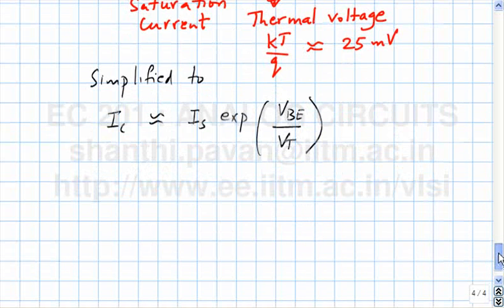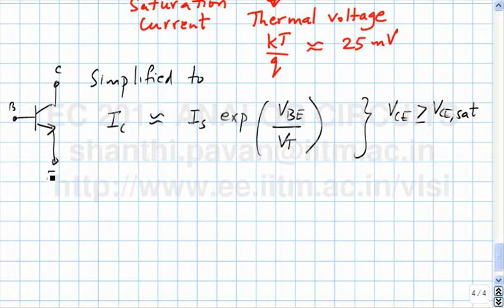So, a very commonly used expression for the collector current is that in the active region, the collector current is given by IS exponential VBE by VT. This is provided it's operating in the active region, which means what? The active region is defined as VCE greater than VCE SAT, which is about 0.65 volts.